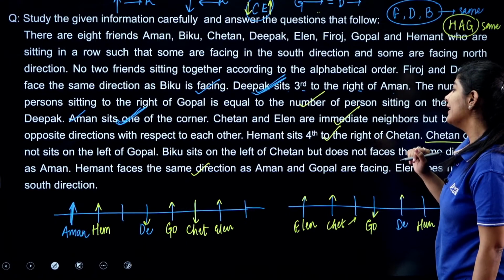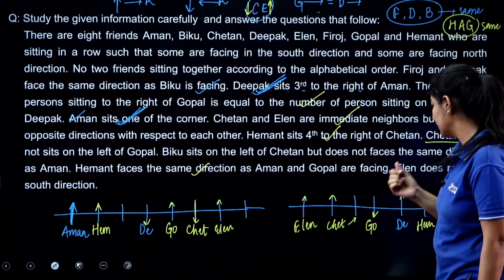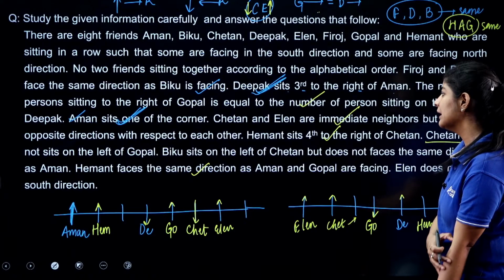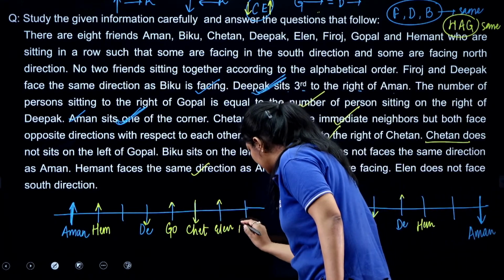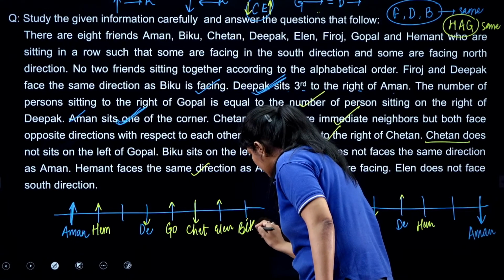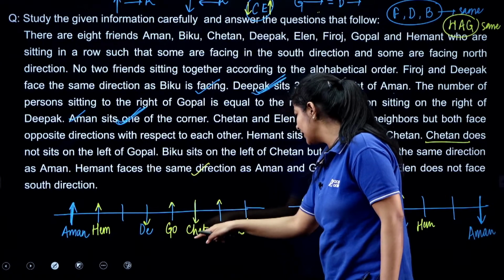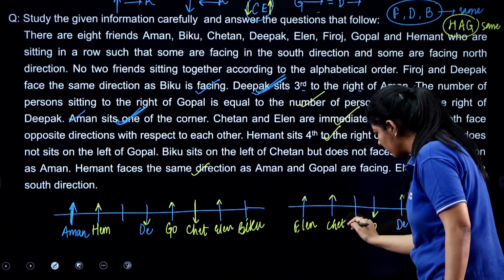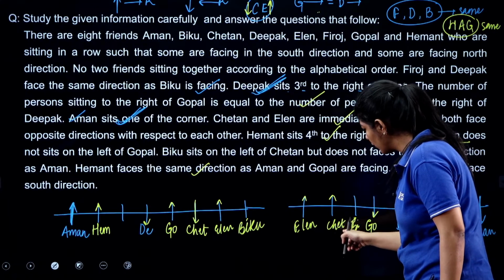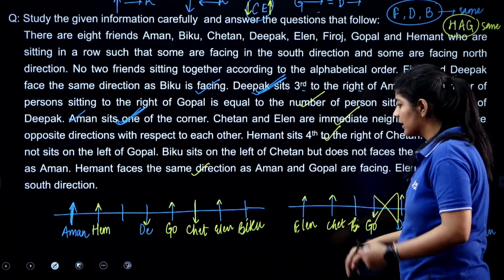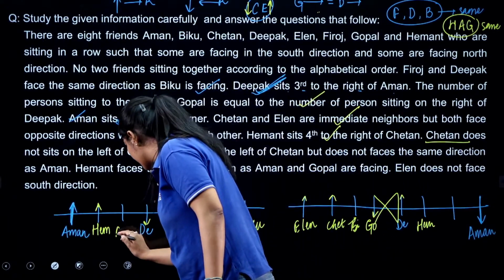Biku sits on the left of Chetan but does not face the same direction as Aman. We need to put Biku. Biku is sitting on the left of Chetan. That means here we can put Biku, right? Why are we putting it in a different place? Because C and B can't sit together. Here, if we put Biku over here, then CB, this condition is not followed. So this case is eliminated and we are only left with this one, and the only person left, that is Firoz.